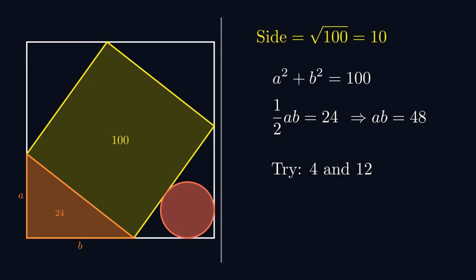Let's test 4 and 12. 4 squared is 16. 12 squared is 144. That adds to 160, so it's wrong. Let's try 6 and 8. 6 squared is 36. 8 squared is 64. It works perfectly, so our legs are 6 and 8.